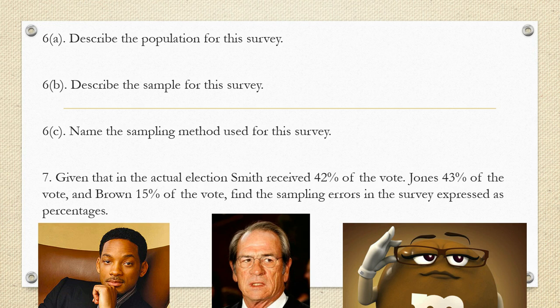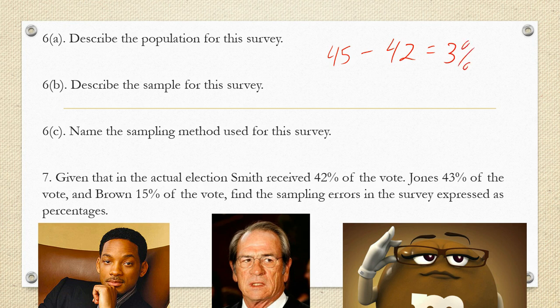All right. Now, number 7 wants to know the sampling error of each person. So they give the actual results. Smith got 42, Jones got 43, and Brown got 15. And it wants to know what's the sampling error of each. Well, to do this, you're going to have to find the percentage for each person based on the poll and then compare it. So for Smith, we found out that he had about 45%. Then you subtract 42, which is what he actually got, which would be a 3% error.